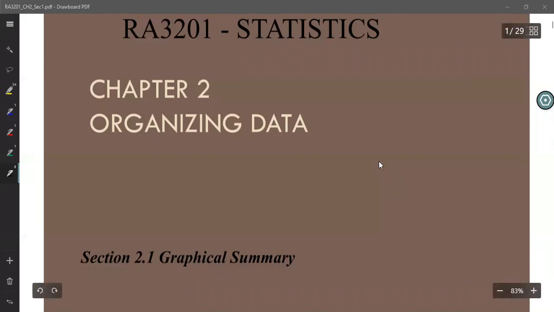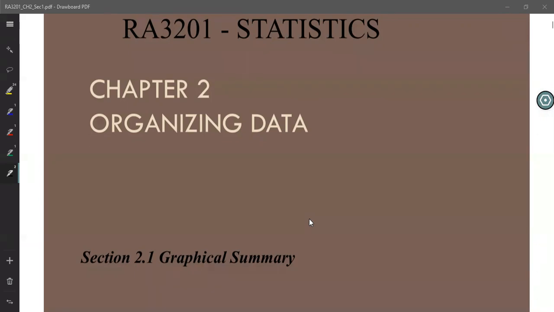So we are talking about Chapter 2, organizing data. When we say organizing data, we are going to look at two different types, the graphical summaries and the numerical summary. A graphical summary is where we use pictorial ways to represent or summarize your data.